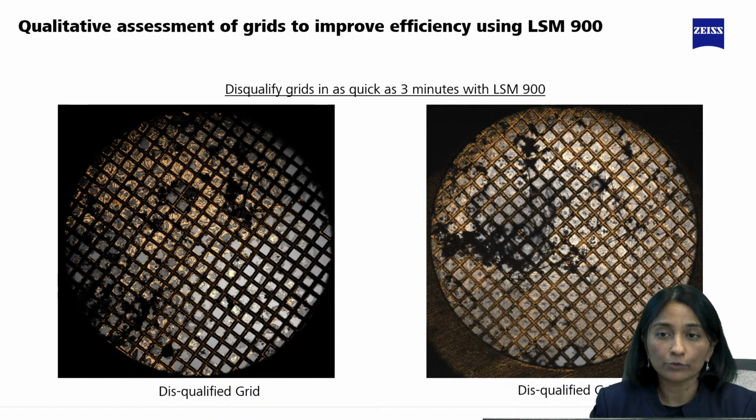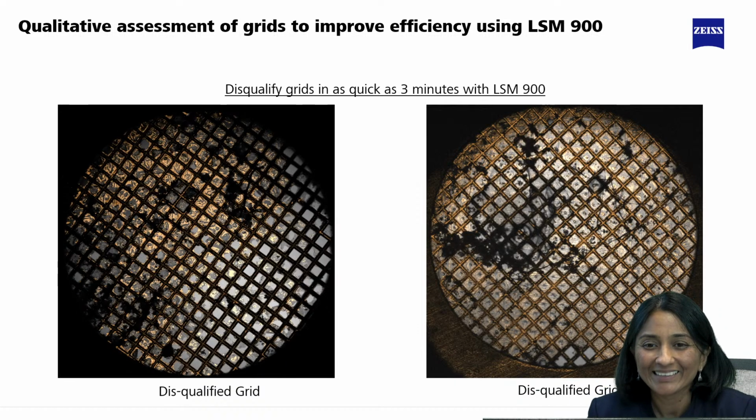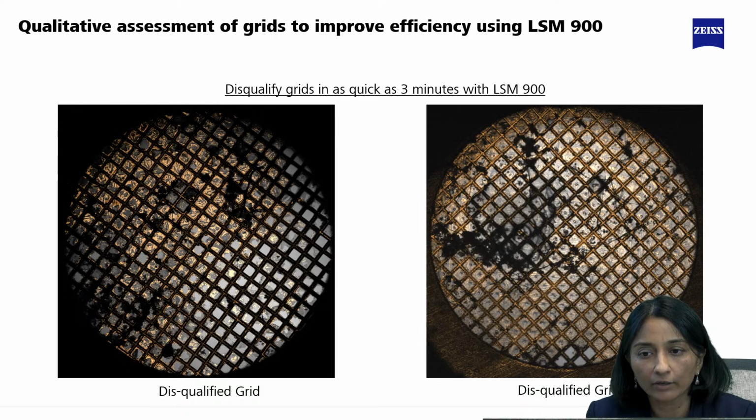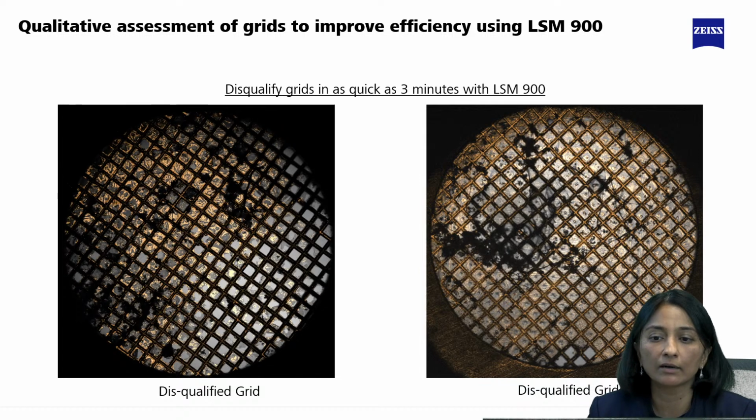Examples of disqualified grids. As I mentioned, within 3 minutes of the imaging session, you can disqualify. For example, here, right around the center of the grid, there are many empty squares, which essentially means there are holes in the film and not many areas to image. So I would disqualify this grid.